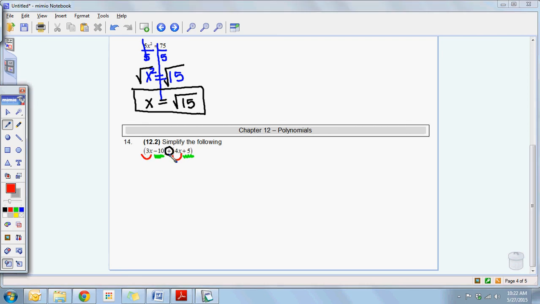So 3x plus 4x would give me 7x. And then a negative 10 plus a positive 5 would give me a negative 5, so minus 5. These are not like terms, so that's going to be your final answer.